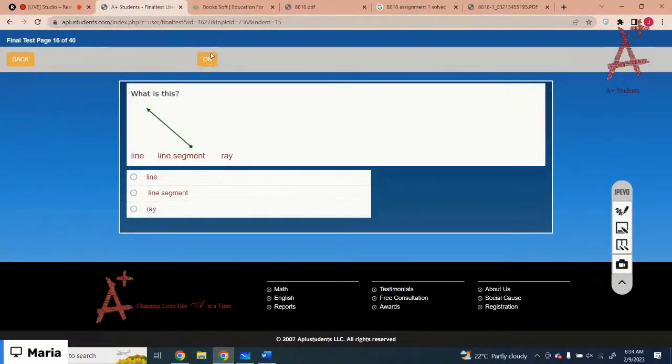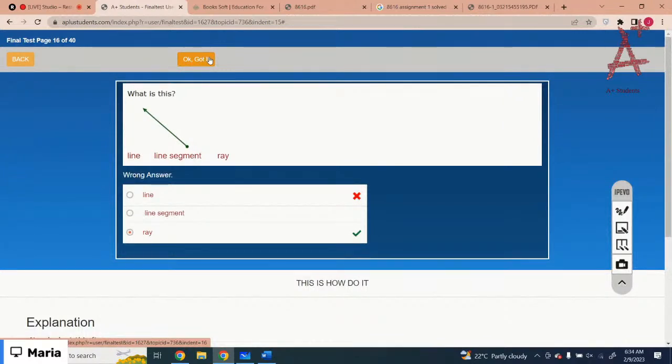Okay, the next one is, what is this? Is this a line, segment or ray? So it is the line. Got it? Oh, sorry, it is a ray. Because, wait, let me read. This is a ray, it has one endpoint. Yes, the ray has one endpoint. So it is the ray.